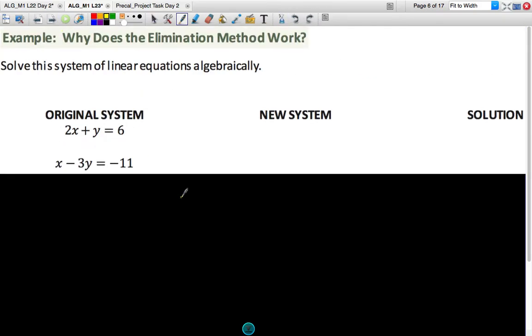Let's skip over to your notes, to the example. Why does the elimination method work? This lesson is focusing on the elimination method, and we are asked to solve this algebraically, focusing again on the elimination method. We are given an original system: 2x plus y equals 6, and x minus 3y equals negative 11.